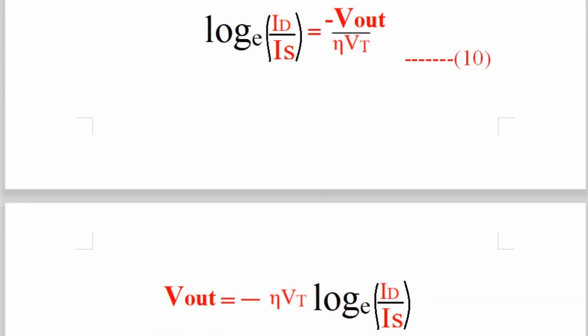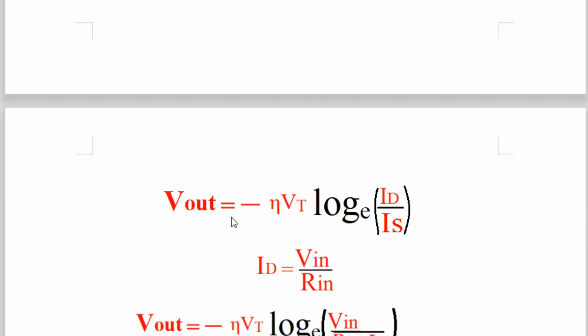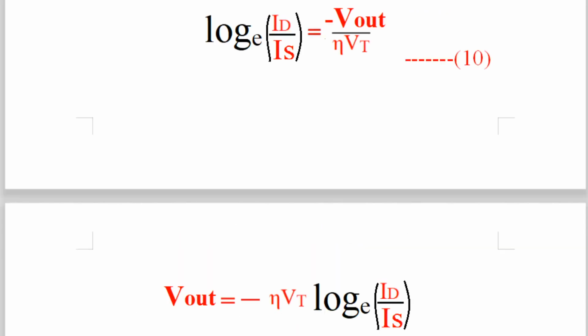So what is your equation then? Rearrange the terms here. V out I will take on left hand side. So eta into Vt will come on this side, and then the minus sign I will take on this side. So your equation will become V out equal to minus eta into Vt log to the base e (Id upon Is). Id is the current flowing through the diode. Is is the reverse saturation current.